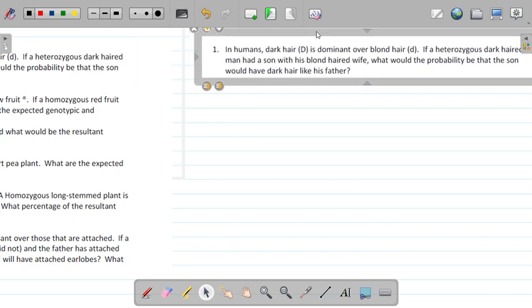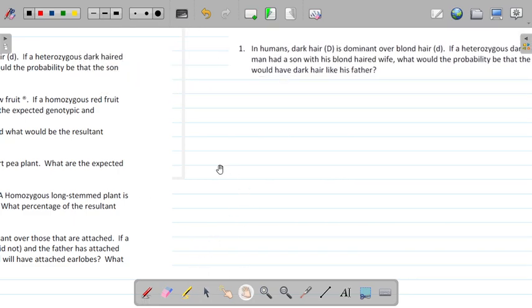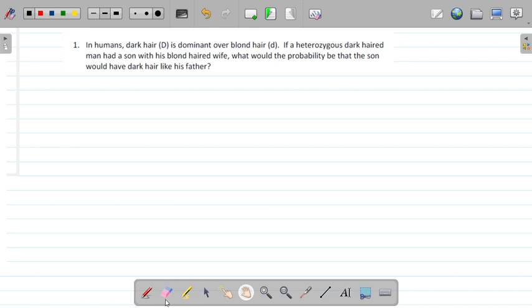So if you are told the following: in humans, dark hair is dominant over blonde hair, which is represented by a small letter d. Dark hair is dominant, which is represented by capital letter D. If a heterozygous dark-haired man had a son with his blonde-haired wife, what would the probability be, see how they want the answer, the probability in fractions basically, that the son would be dark-haired?